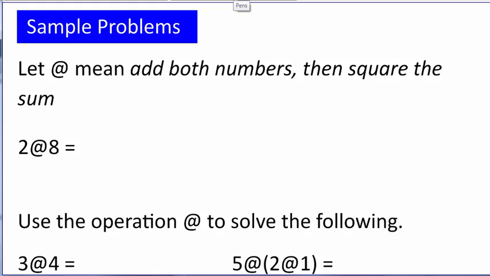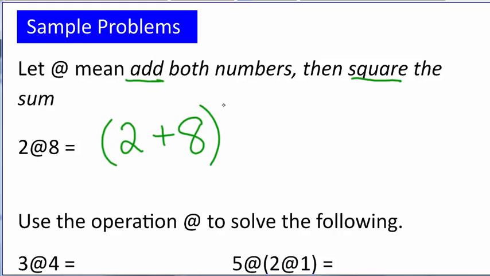If the @ symbol means add both numbers, and then we're going to square that sum, so we're going to add and then square. If I have 2 at 8, I'm going to first add 2 and 8, so I'm going to put them in parentheses. Then after I add them together, I'm going to square it. So 2 plus 8 is 10, and 10 squared is 100.